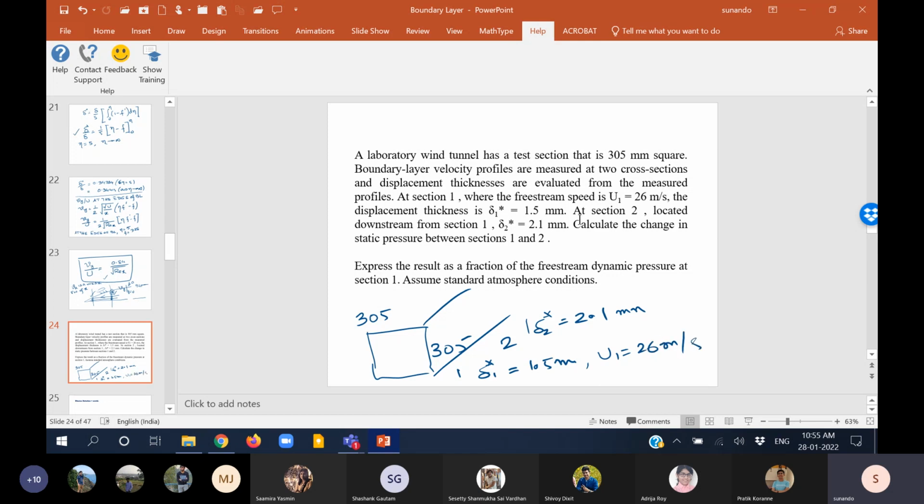You need to find out the change in static pressure between 1 and 2. There is one concept, just one concept you have to identify, and then the problem is extremely simple. Can you identify the concept that is involved in this specific problem?